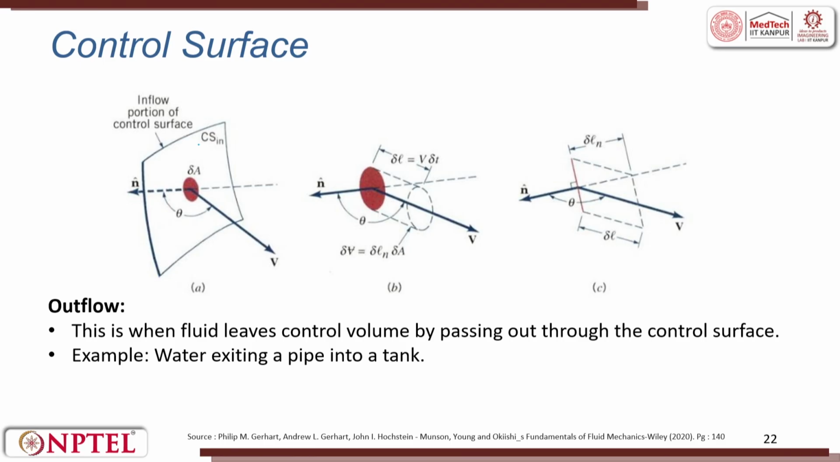So, here if you see the control surface, the inflow portion of a control surface can be defined as CS in. Then there is a small increment of area, delta A. It moves at a velocity V, and normal to that is n. The angle traced is theta.